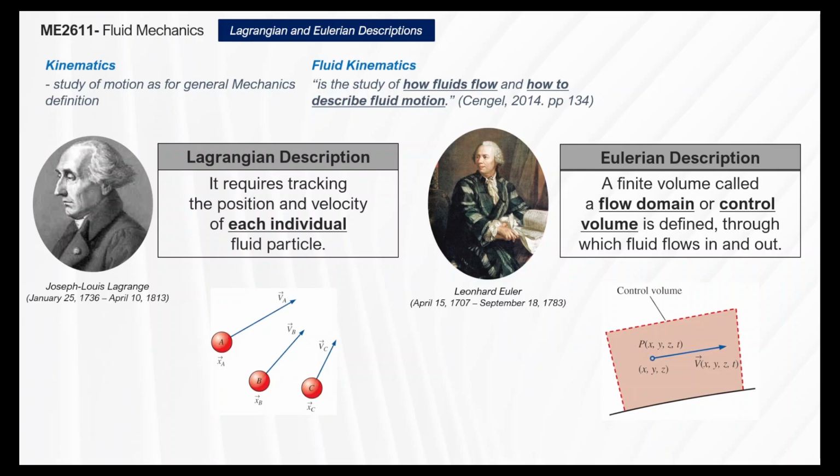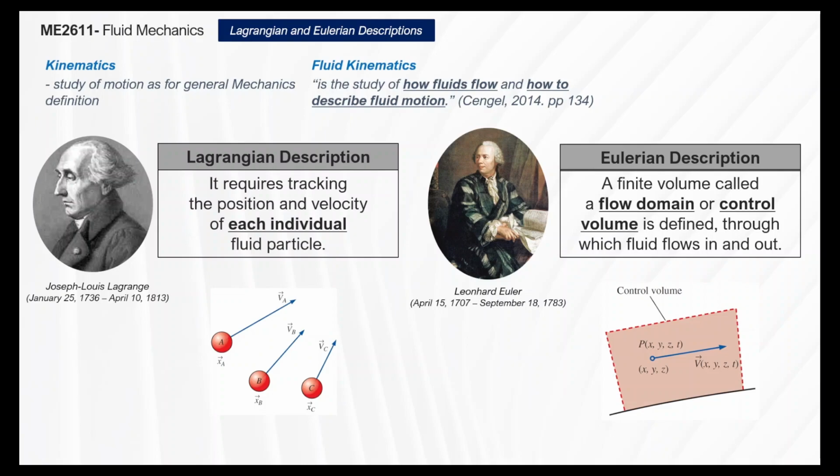So again, for the Lagrangian description, it's the way we describe particles, especially when we are required to track the position and velocity of each individual fluid particle, something we have done before, even in mechanics. We're talking about the position vector and its velocity at a particular point in time.